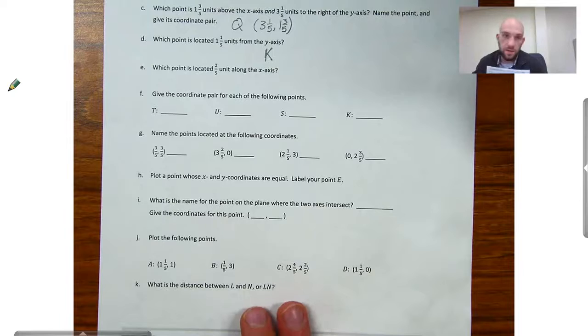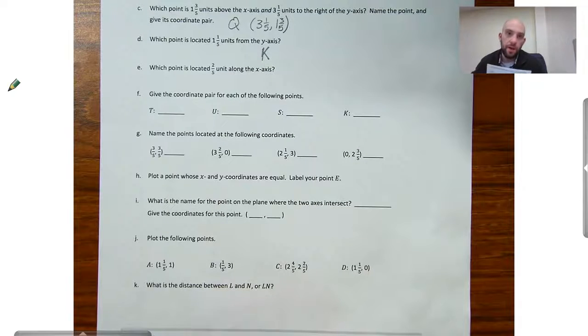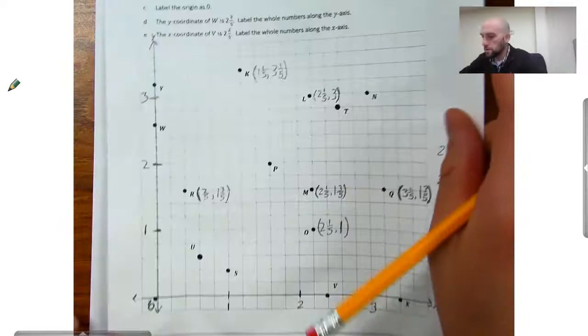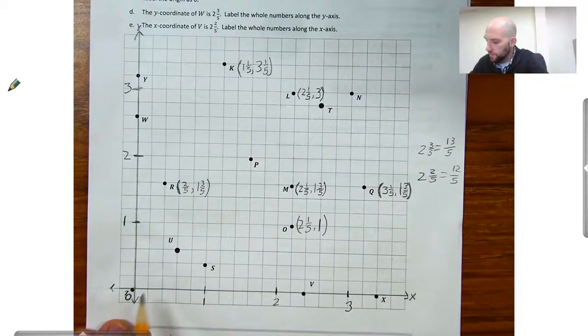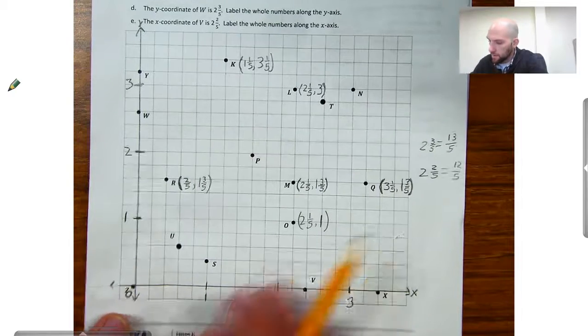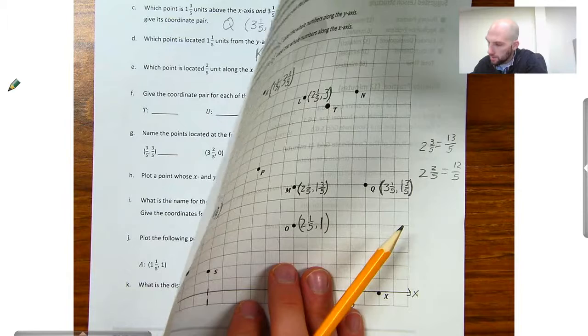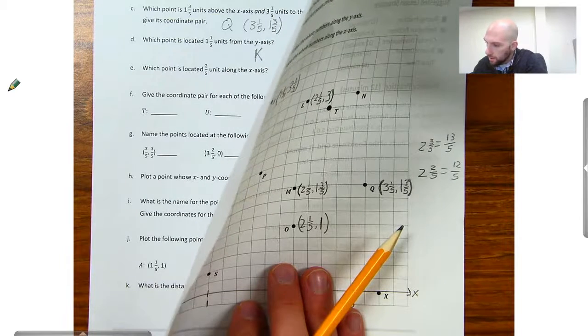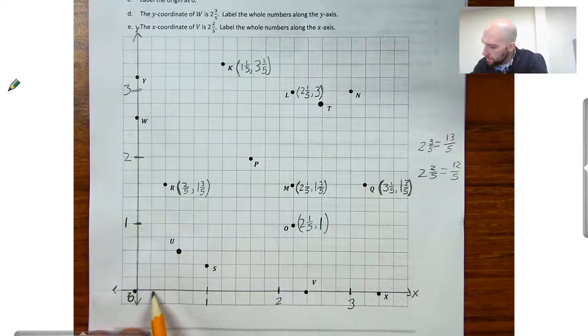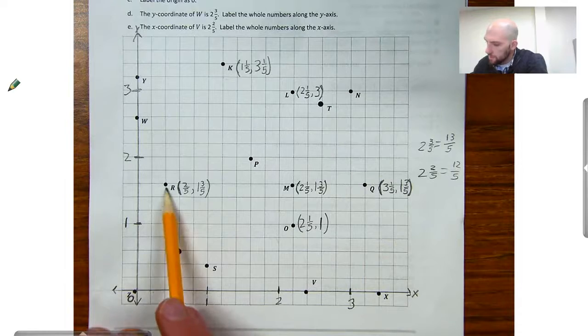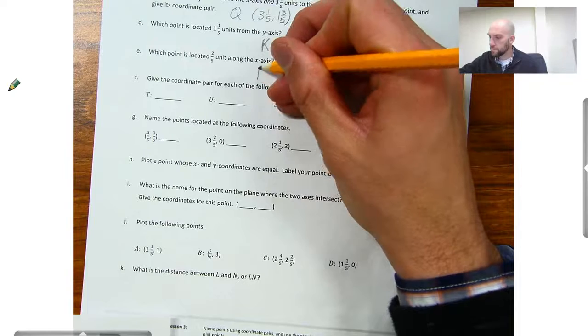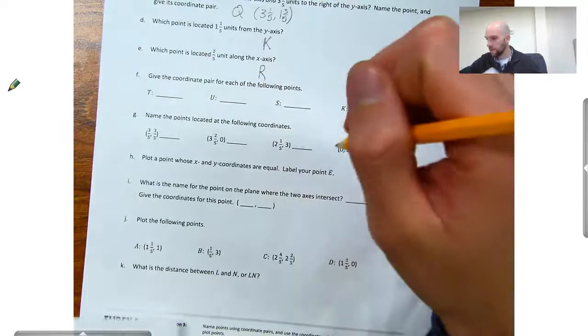Which point is located 2/5 of a unit along the x-axis? So 2/5 along the x-axis. 1, 2, 2/5. That's going to be R. We already have that labeled.